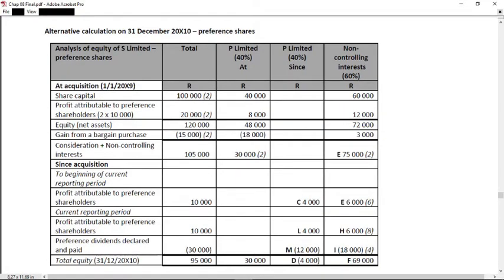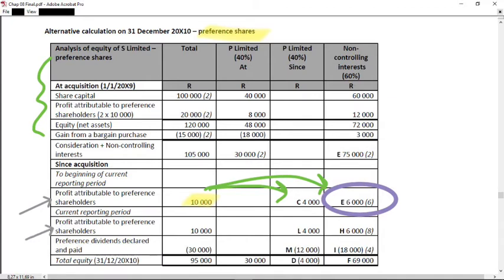In the preference share analysis, the at acquisition section, again, I have discussed when we looked at the at acquisition consolidation journal entry for the preference shares. Then in the since to opening balance period, the amount that you've moved out of the retained earnings movement of the ordinary shareholders, the 10,000 Rand, ends up in the preference share analysis. This gets attributed to the preference shares, and the moment you have something that changes the balance of NCI, you need a journal entry. Same for the profit attributable to the preference shares.